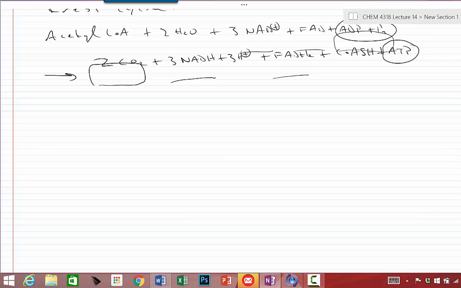Do you recall another reaction where I use 5 cofactors like this? Someone said it?